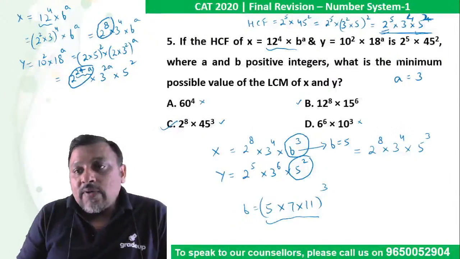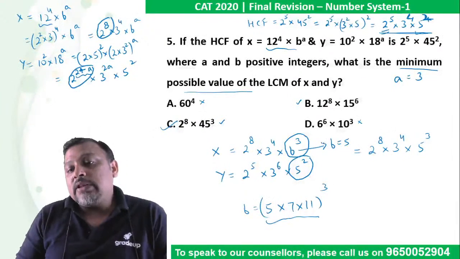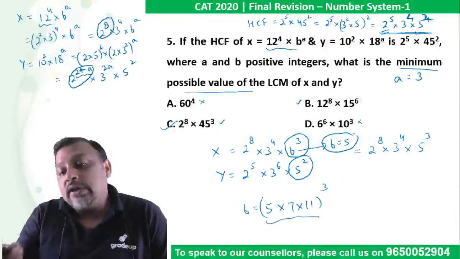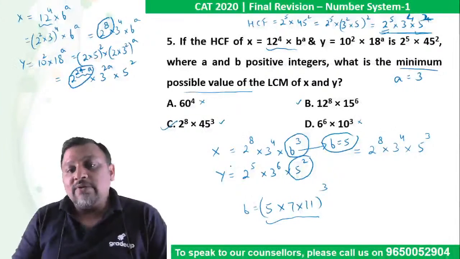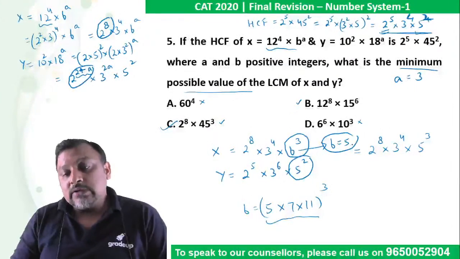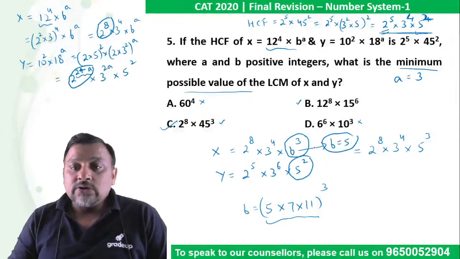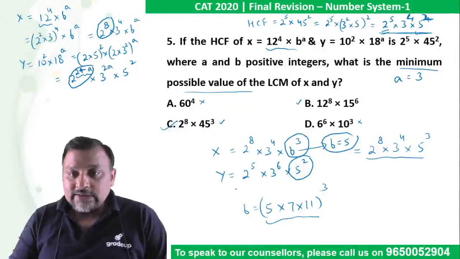Now I need to find the minimum possible value of the LCM. In order to find the minimum possible value, I will take B as 5 only, not 5 into anything. Because I need to minimize the LCM, I will take the minimum value of x. So the minimum value of x is when I take B as 5. If I take x and y as these numbers, this is x and this is y.